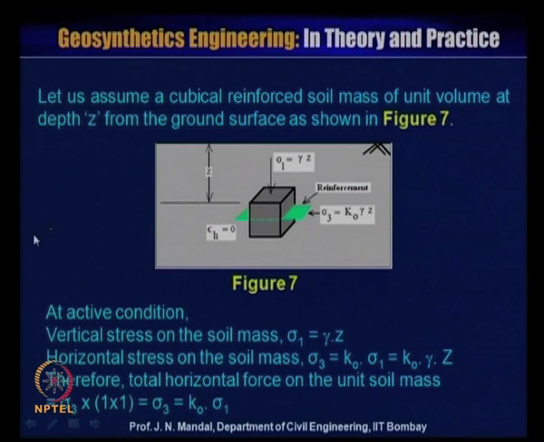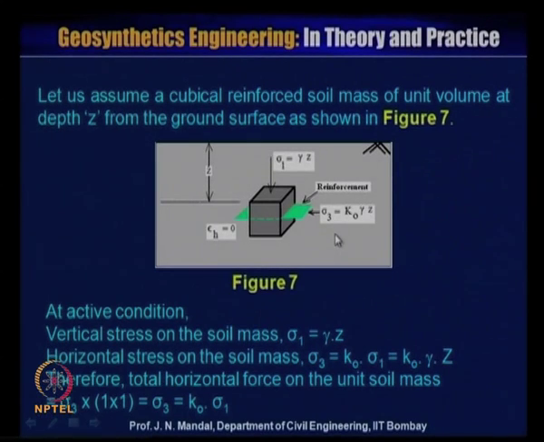Now, let us assume a cubical reinforced soil mass. This is the cubical reinforced soil mass of unit volume at a depth z from the ground surface as shown in figure 7. At active condition, the vertical stress on the soil, sigma 1, is equal to gamma z, and the horizontal stress on the soil mass, sigma 3, is equal to k0 into sigma 1, that is, k0 into gamma z. Therefore, the total horizontal force on the unit of soil mass is sigma 3 into 1, which is k0 into sigma 1.